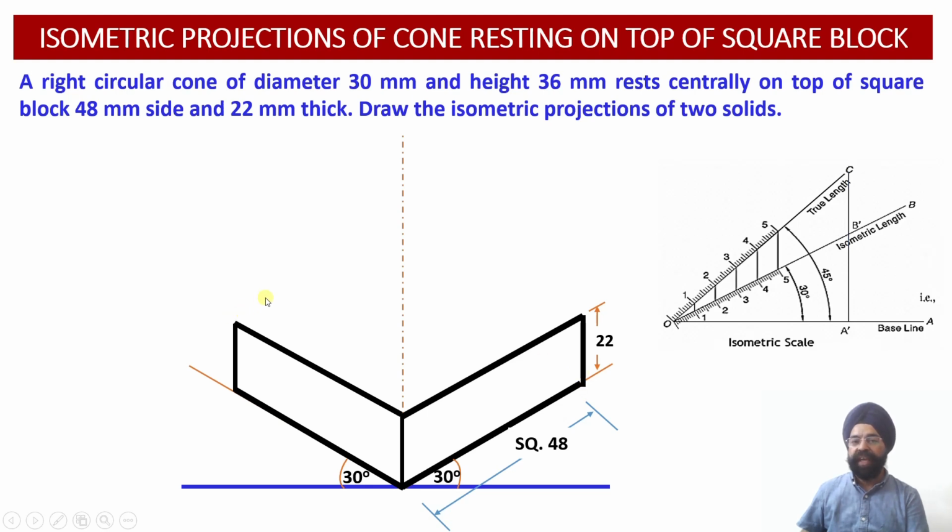Now I need to complete this top face of the square block. So what I'll have to do, two edges I'll be showing over here, but I am not going to darken these edges because these edges will be covered by certain portion of the circular cone which is to be located on top of the square block.